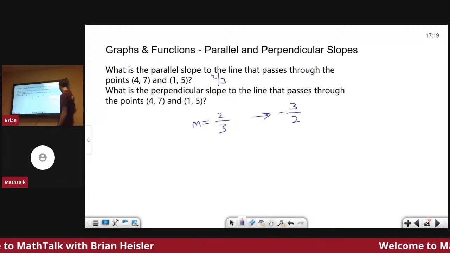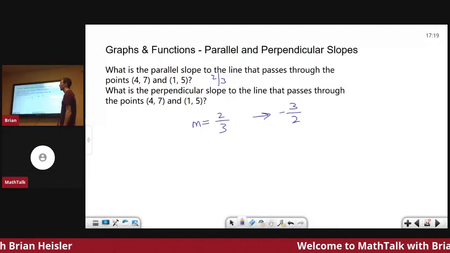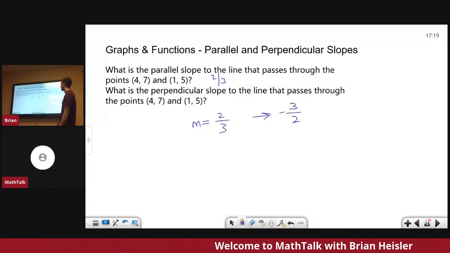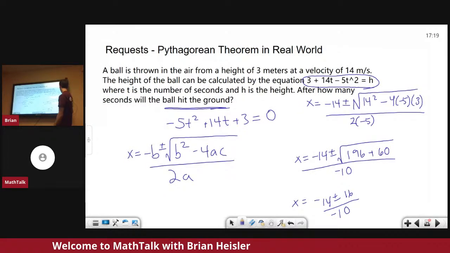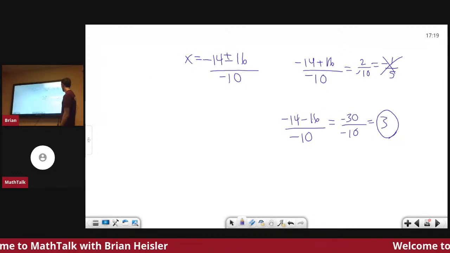And there it is. So it's a great question. I like these because they're easy to identify, but it does take practice to know the rule. So this was my quadratic.